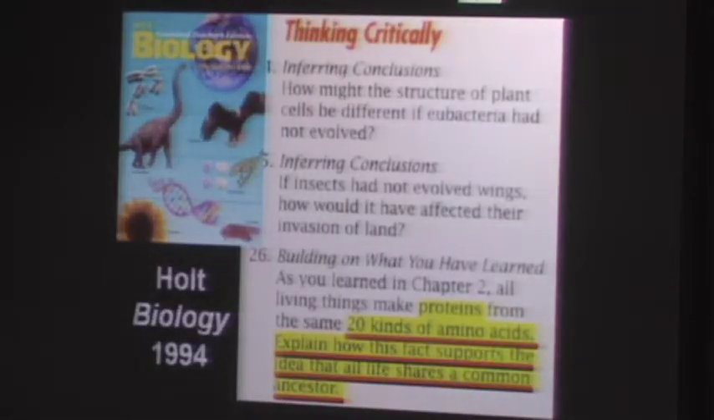Boys and girls, there are 20 kinds of amino acids. That's a fact. Explain how this fact supports the idea that all life shares a common ancestor. How's a Christian kid supposed to answer that for homework for Monday? Don't you see a built-in assumption in this question? That's not learning to think critically. Would the kid be allowed, teacher, to explain how this fact that all life forms have 20 amino acids, would the kid be allowed to say, maybe that proves the intelligence of a common designer?